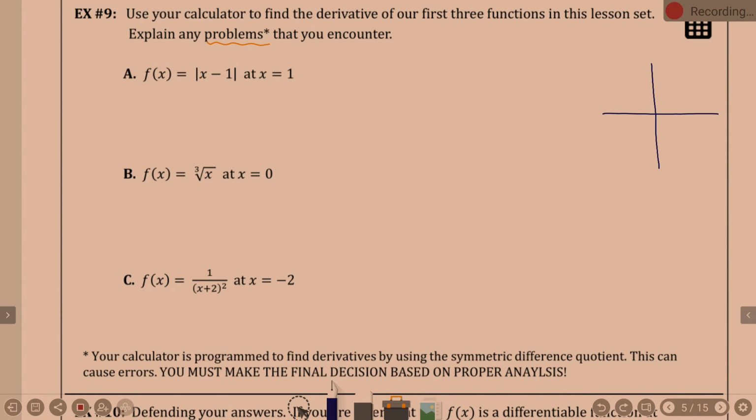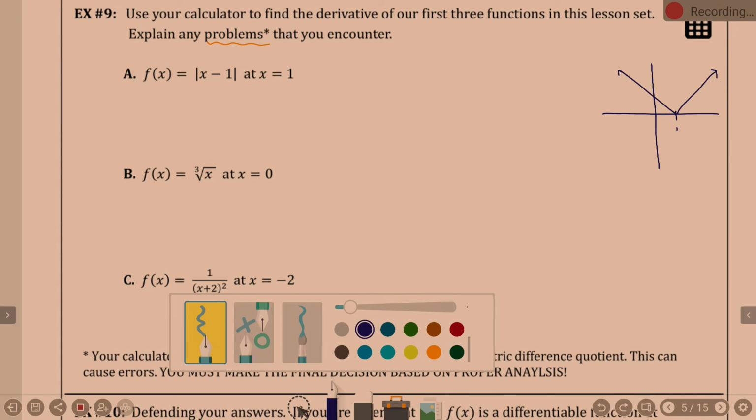It's a V shifted right 1. So that would be 0. Wait, we're being asked to find the derivative of the absolute value of x minus 1 at x equals 1, which is where? Right there, around the cusp. Yes, right on that sharp point, that cusp.